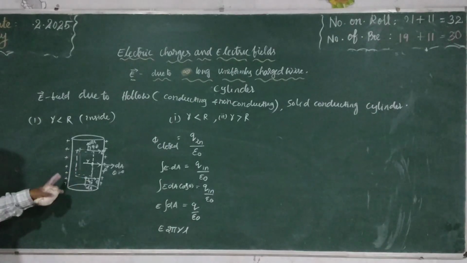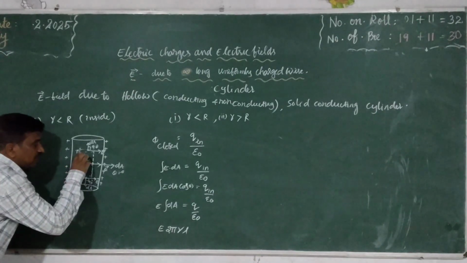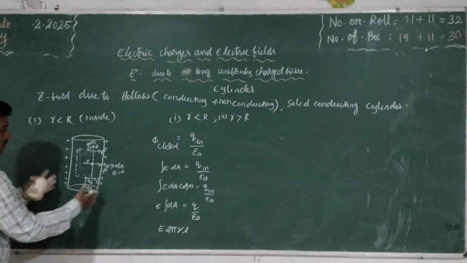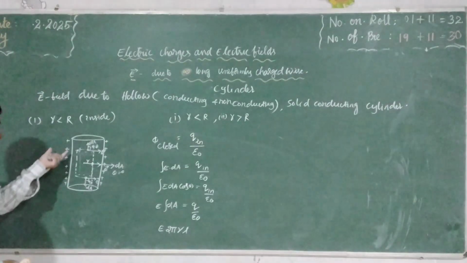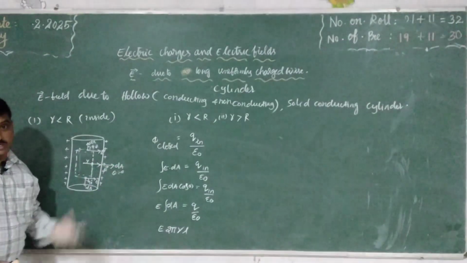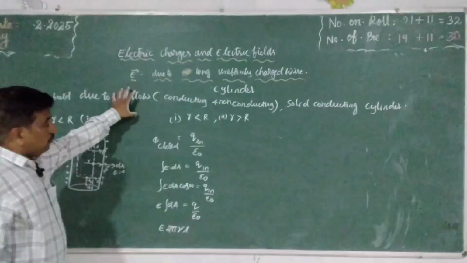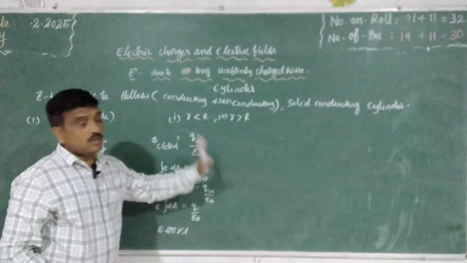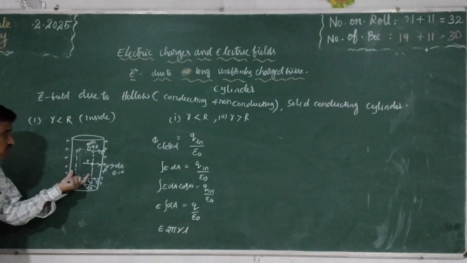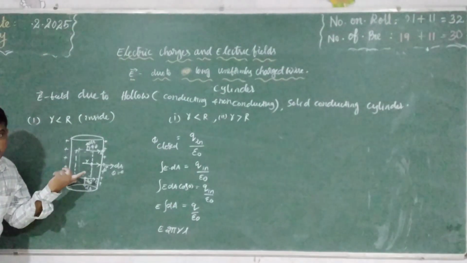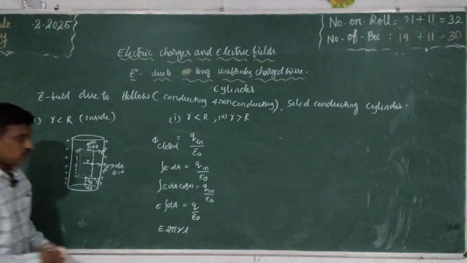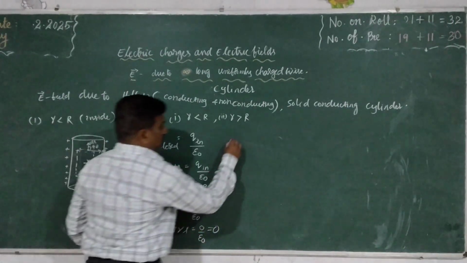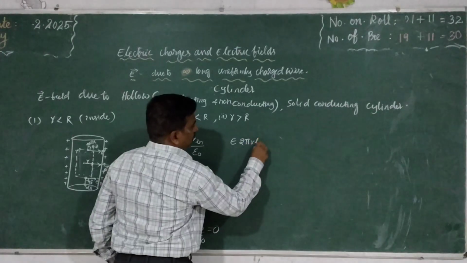What is the curved surface area of the cylinder? 2 pi r L. What is the charge inside the cylinder, at a distance from the center inside? Charge always resides on the surface of the cylinder, whether hollow conducting, non-conducting, or solid conducting. Inside this Gaussian surface, what is the charge? No charge is there, so Q inside the Gaussian surface is 0. So charge 0 by epsilon naught is 0, which means E 2 pi r L equals 0.